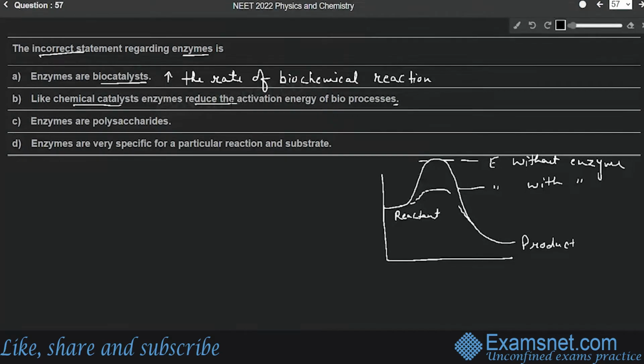Okay. So due to this, the reaction will proceed faster. So this is also a correct statement. Now the third one is enzymes are polysaccharides. So this is not true. Why? Because the enzymes are protein in nature, not the polysaccharides, right? And option D is enzymes are very specific for a particular reaction and substrate. So this is also correct because these are very specific. Now, according to the question, the incorrect statement is statement C.